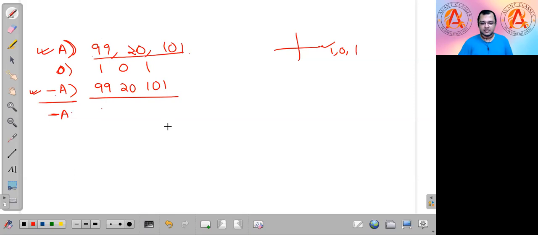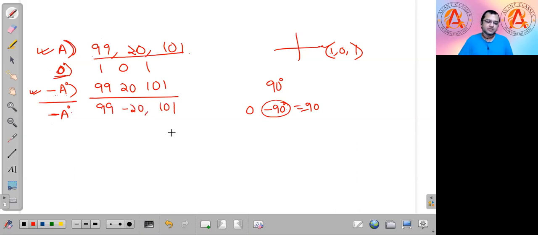So how do I get minus A? 0 minus A. Say, let's say I have a 90 degree. I want a triple for minus 90. Slowly it will become clear. But mathematically, how do I calculate minus 90? 0 minus 90 is minus 90. So we are taking this 0 degree triple, 1, 0, 1. From that, we are subtracting A degrees. So 0 degree minus A degree gives us minus A degree. That is your 99, -20, and 101.